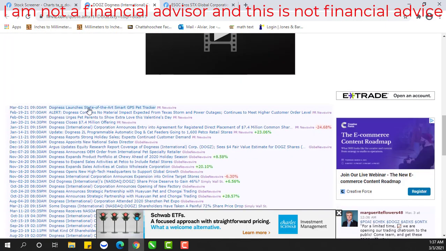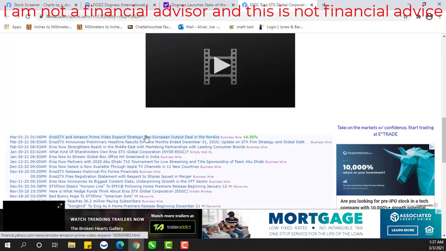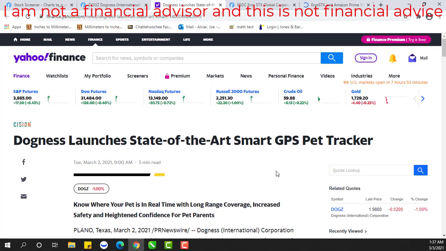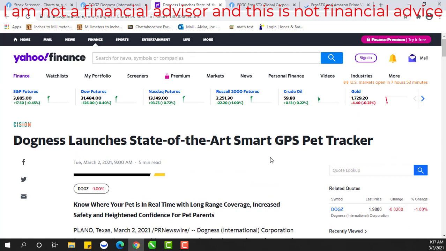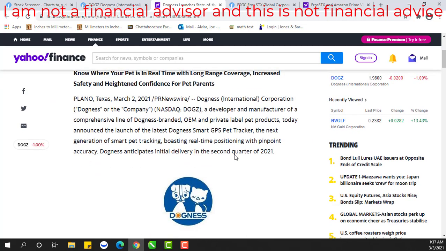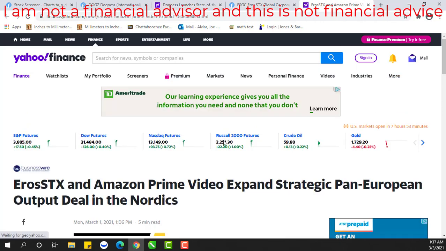So just to choose between the two of them, I would go ahead and open up these news articles. Just give it a quick read. So this one's pretty self-explanatory. It's a GPS dog tracker or pet tracker. So I assume it's dog or cat. So I don't know. People love their animals. That seems like a pretty strong play.